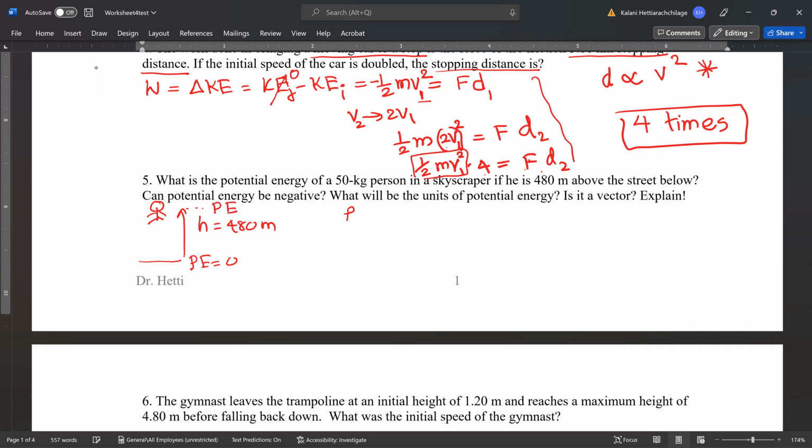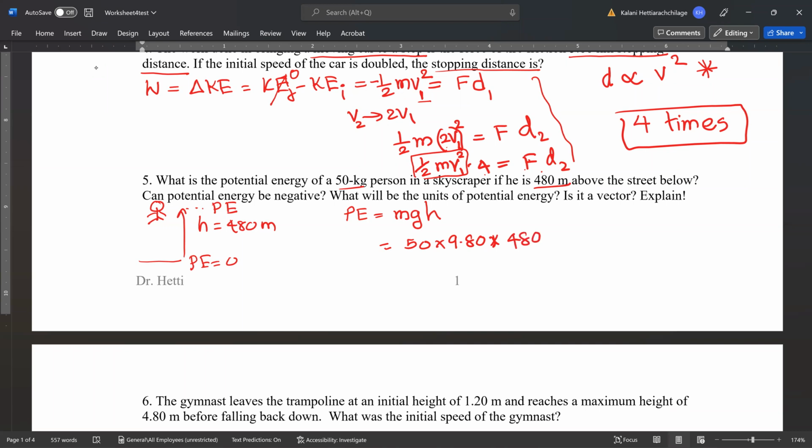So now potential energy at a height: we know the force of gravity is mg, mass and the g value, times the vertical height h. Then we have all the information, we can just plug it in. 50 kilograms, which is in SI unit. The g value we already know, 9.80, and the height is given in SI unit, 480.